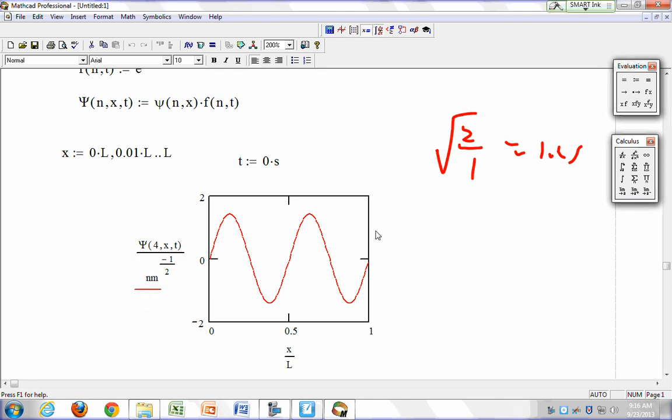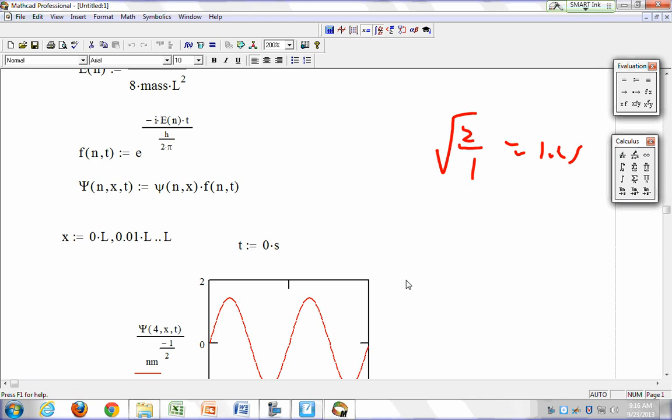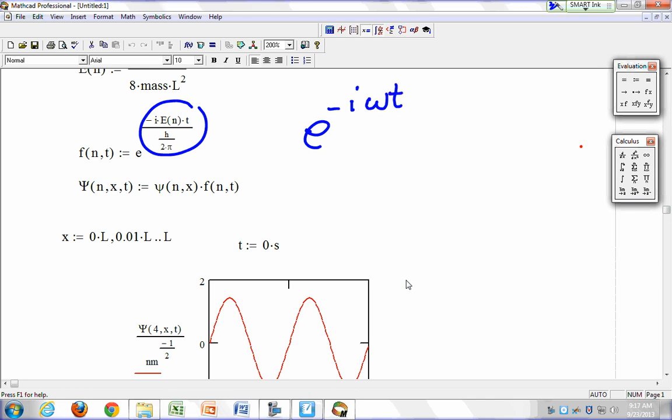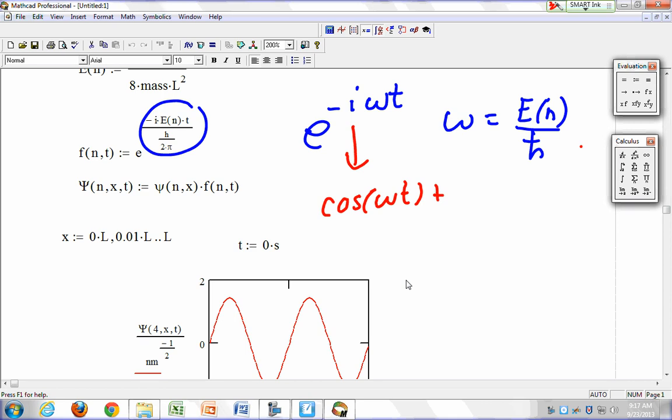Now, I'm going to make an animation of this. If you recall, e to the i x, that's equal to what? Let's just call it i k t. Let's call this e to the negative i omega t. So what's our omega here? E_n over h bar, right? Now, anytime you have something like this, if you remember your Euler formula, this is cosine omega t plus or minus i sine omega t, right?